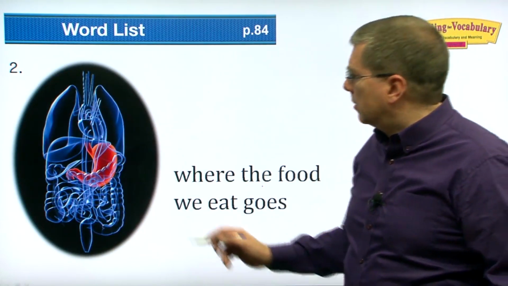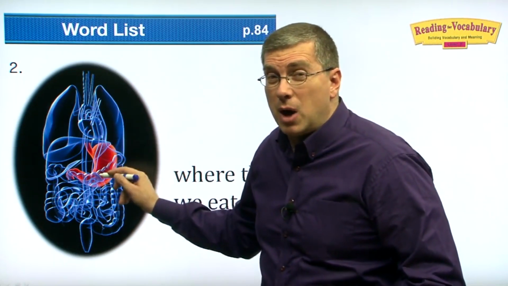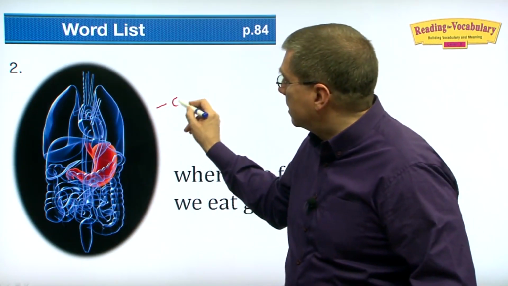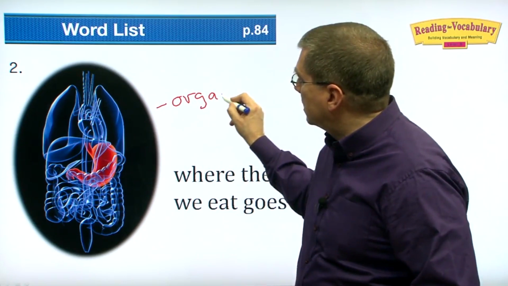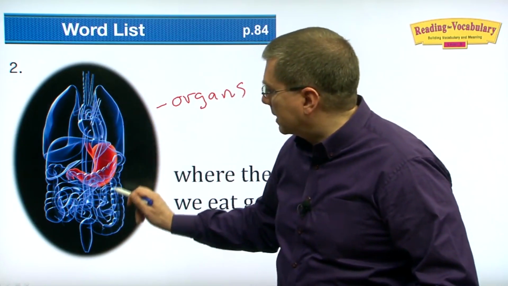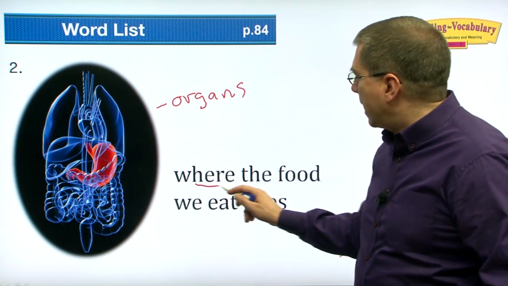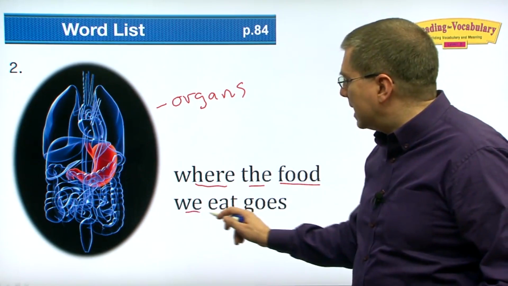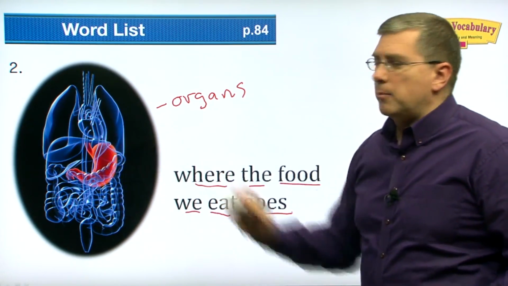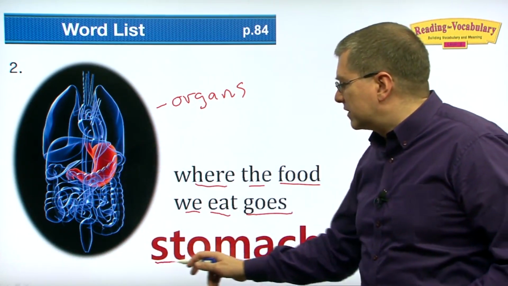Okay, next, number 2. Interesting picture. What is this thing in here? We're looking inside a person's body. These are the organs inside a person's body. And you have many different organs. You have lungs, you have kidneys, you have bladder. You also have where the food we eat goes. And that's the red part here. What organ is that in our body? That is the stomach.